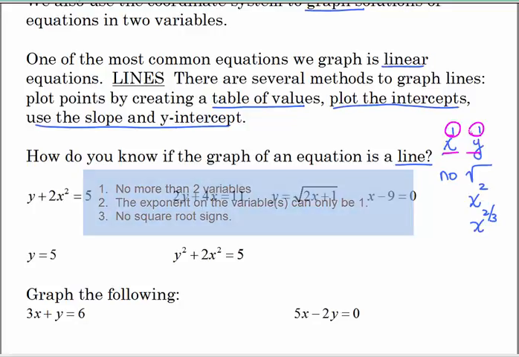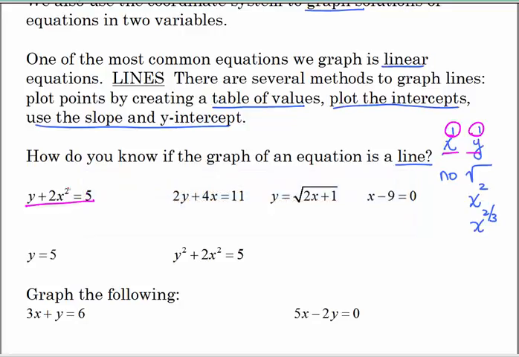All right, so which one of these are a line? Well, this one has an x squared. Is that a line? This one has a y and an x. They're both to the first degree. Is this a line? Well, here, now that could be tricky. That looks like a first degree, but you see that square root? That is not a line.